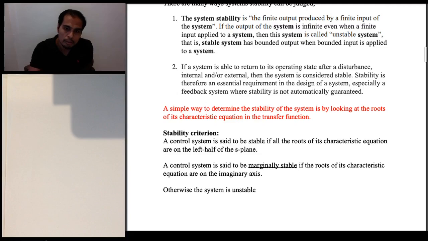A control system is said to be marginally stable if the roots of its characteristic equation are on the imaginary axis. This one we also discussed in the class before. I'll explain after this. Otherwise, the system is unstable. We can imagine that if the roots of the denominator of the transfer function are negative, we can say that the system is stable, whereas if it is positive, the system is unstable, as simple as that.